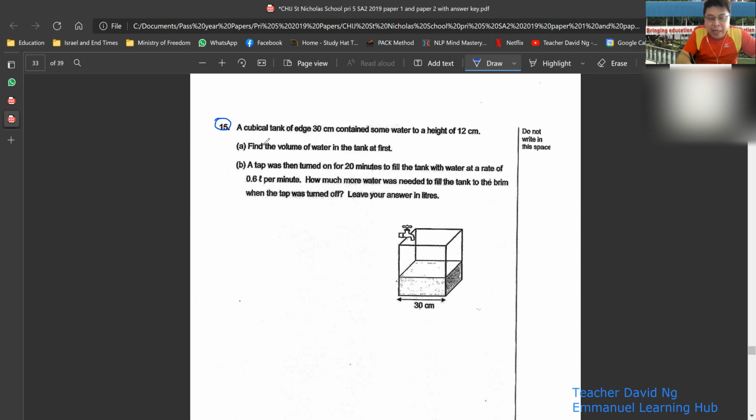Okay, a cubical tank of height 30 cm contains some water to a height of 20 cm. When you read the question like that, they say cubical tank. That means this tank here is a cube. Correct? That's what the question says, right? Cubical tank. So this whole box is a cube. A cube means the length, breadth, and height are all 30.